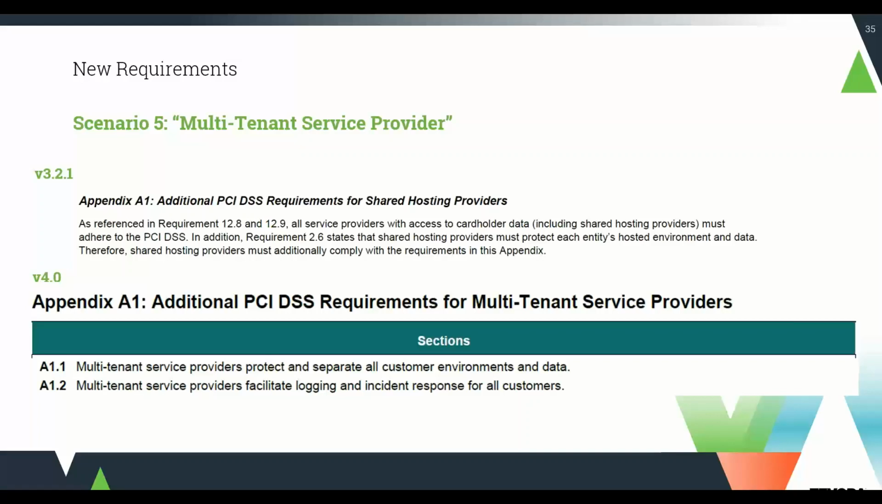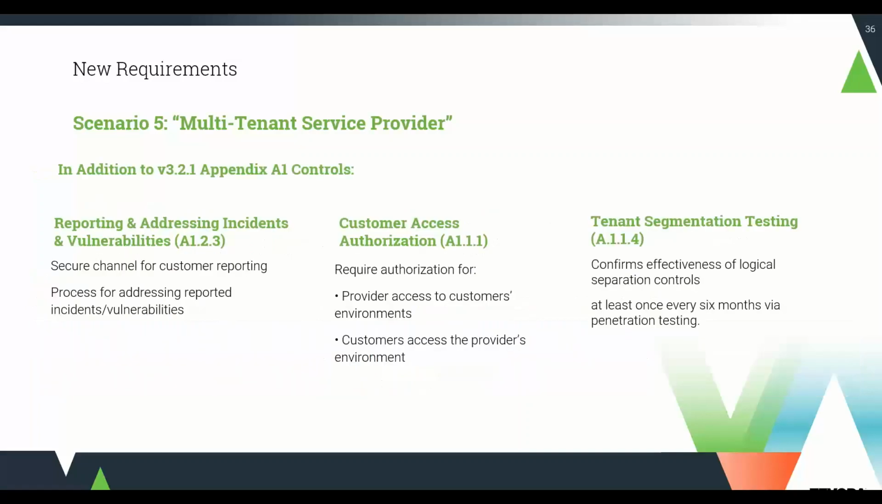Overall, the overarching theme in A1 is that customers can only have access to their own data. Logging features are provided to customers, and service providers support vulnerability management and incident response so that vulnerabilities in their underlying infrastructure do not impact, or at least impact the customers as little as possible. So the key takeaway here is to take some time to review Appendix A1 if you think this might be applicable to you.